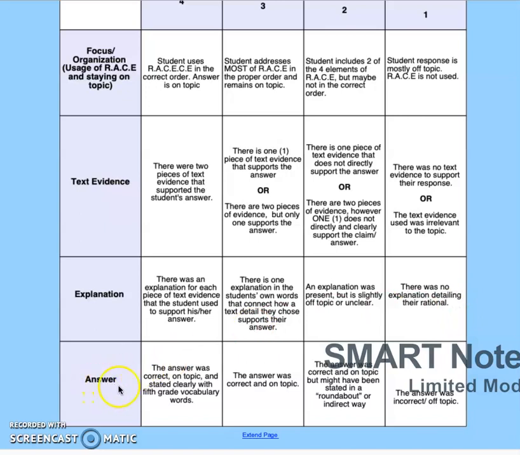And for answer, in some cases, your answer is either on topic or correct, or it's off topic or incorrect, or you didn't even read the text. It'll be very obvious if you didn't read the text, and that's when you'll get a 1. But for a 4 and a 3, you just need to make sure that your answer is clear to your teachers. You don't state it in a trillion sentences. You state it in one clear sentence that proves you read the book and that it's on topic. Okay?